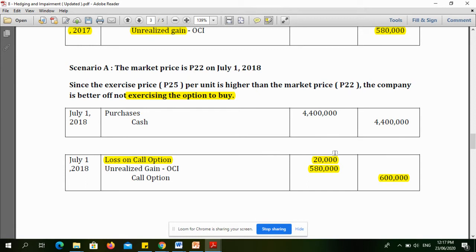The clarification here is the loss on call option is a PL account. So the loss on call option is a profit or loss account. So that's it. That's the first scenario.